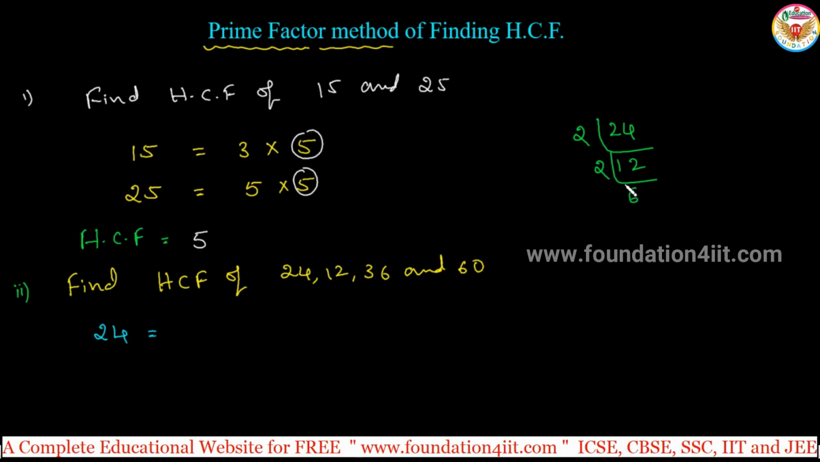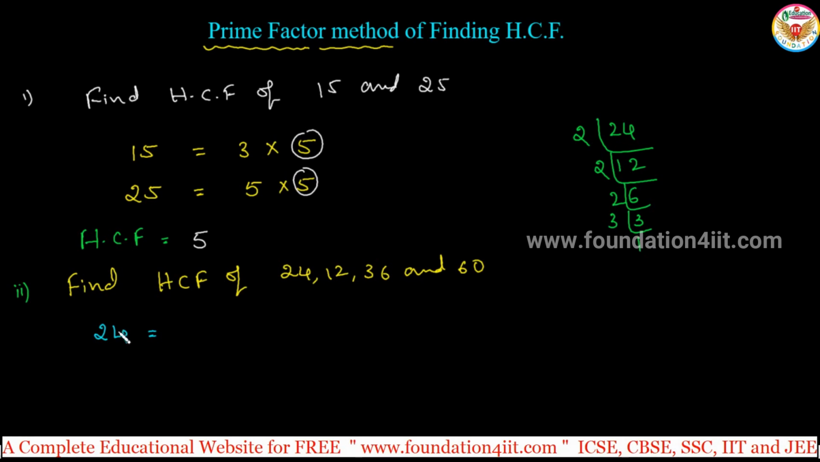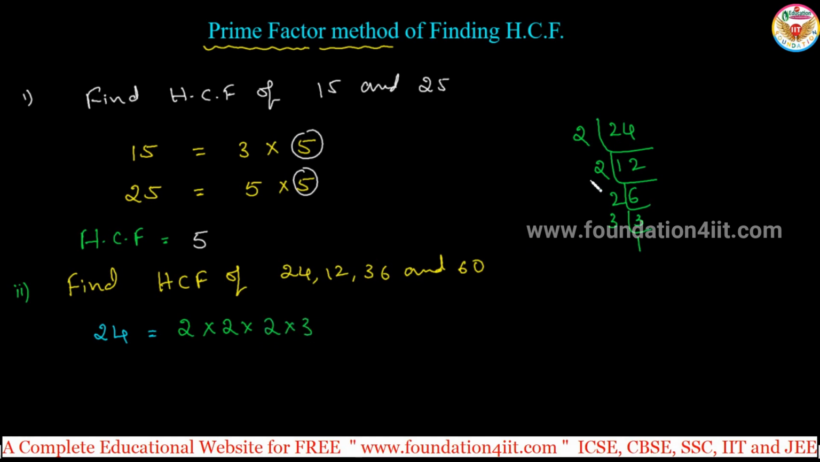Okay, 2 sixes are 12. Again 2 threes are 6. Now 2 is not possible, so 3. 3 times 1 is 3. Until you get 1 you can continue. So the product of the prime numbers of 24 is 2 into 2 into 2 into 3. If you multiply, you get the same 24. Check it: 2 twos are 4, 4 twos are 8, 8 threes are 24.